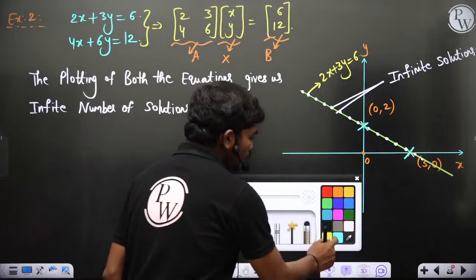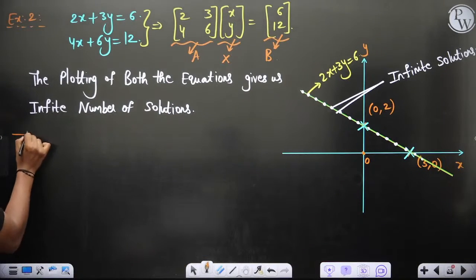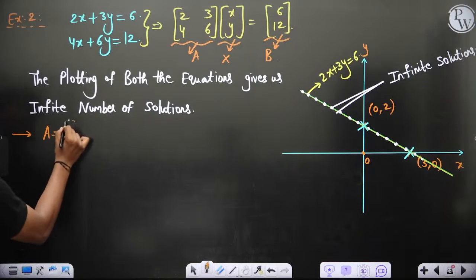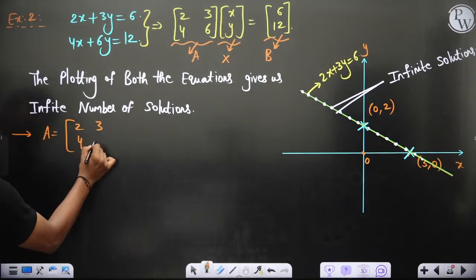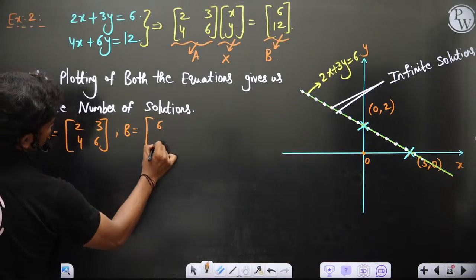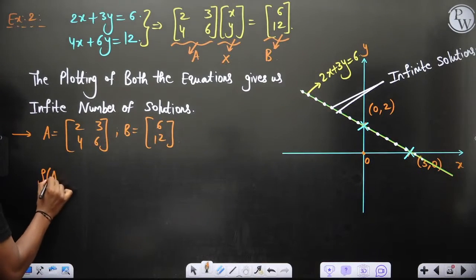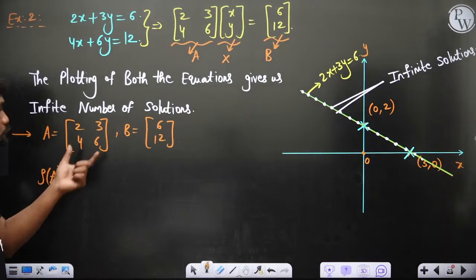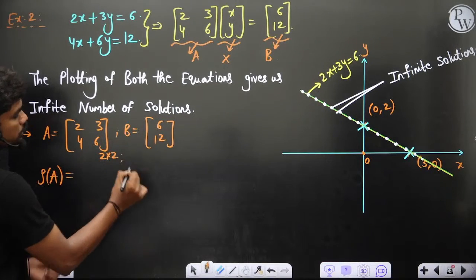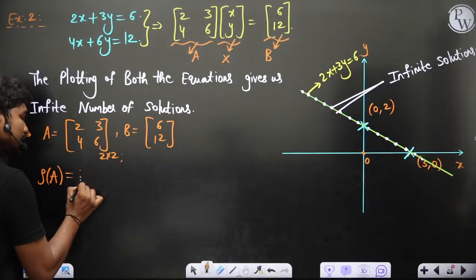Then if you now check the rank story, let's see what happened. A is equal to 2, 3, 4, 6. B is equal to 6, 12. Then if you check the rank of A, first of all this is a 2 by 2. So if you check the determinant, 12 minus 12, it is 0. So then going for 1 by 1 minor, clearly rank of A is 1.